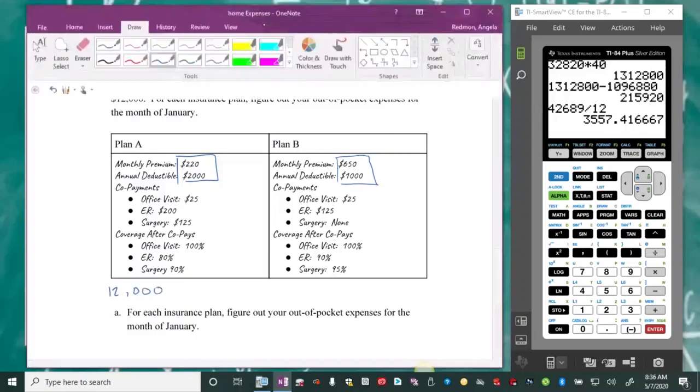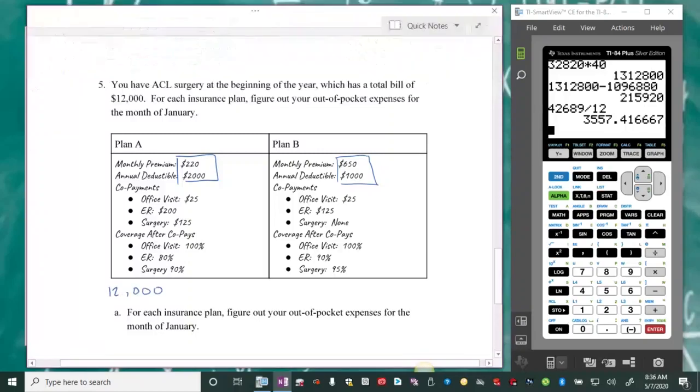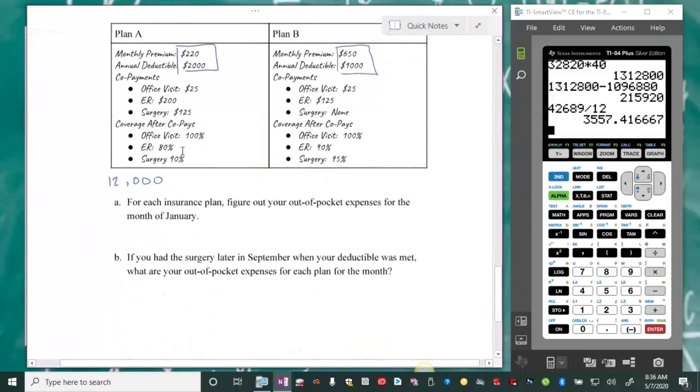Let me grab my red pen and we can go ahead and keep track of everything here. Let's go ahead and tackle Plan A first. And I'm going to do this down here just so I've got a little more room. Okay, so Plan A. So in terms of out-of-pocket expenses, I know that we have to pay the $2,000. So if I take the $12,000 that we're starting with and I subtract that $2,000, that gets us down to $10,000.